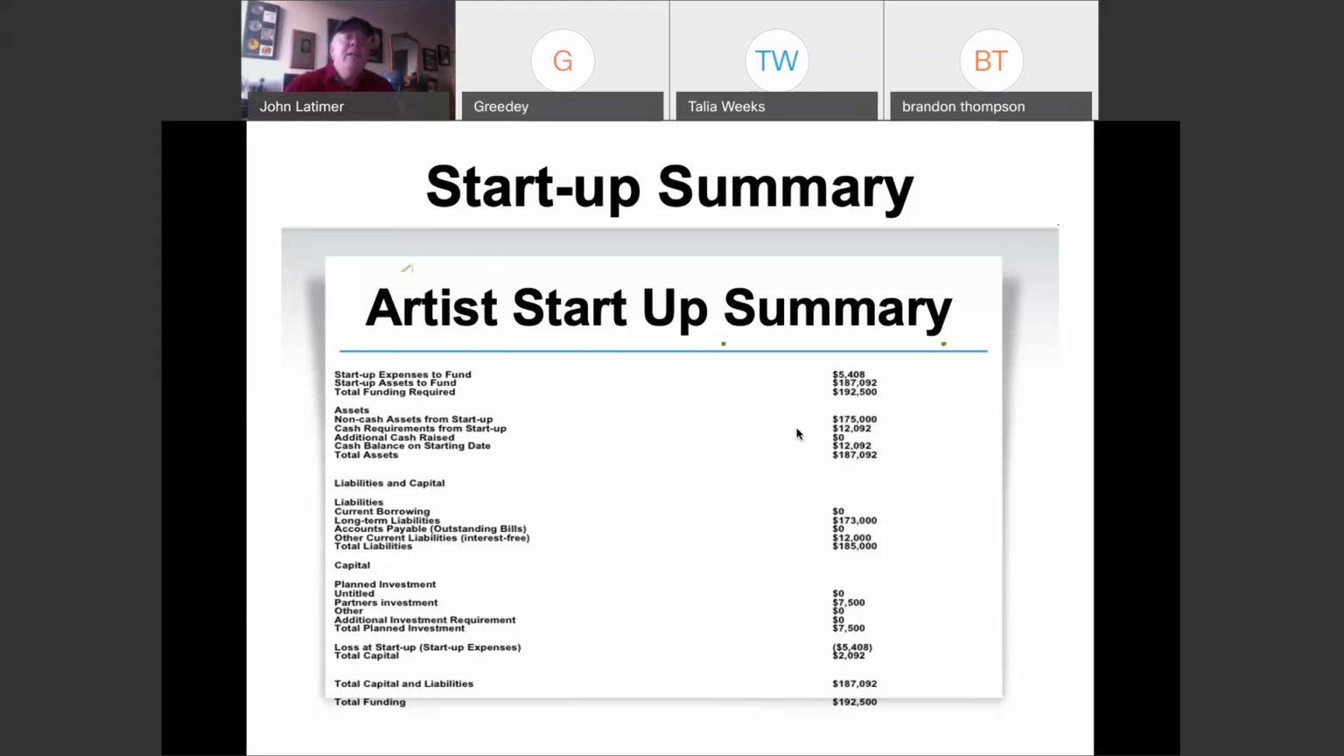Okay, some other assets. Cash. How much cash is going into the company? And then add them all up. You'll get your total assets.